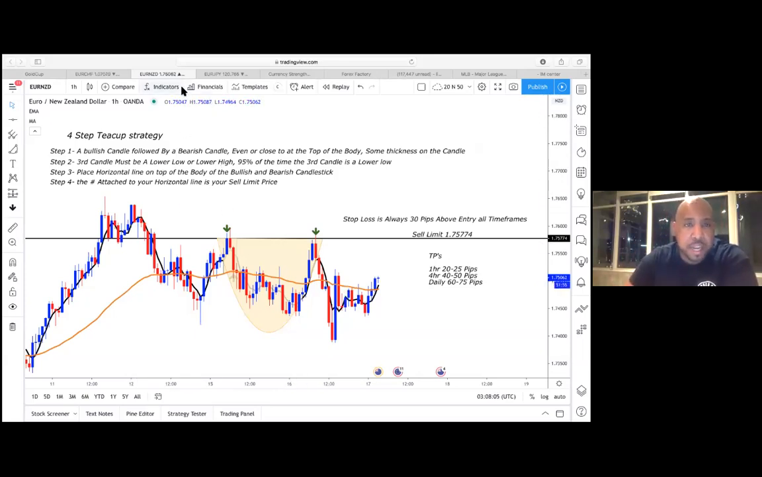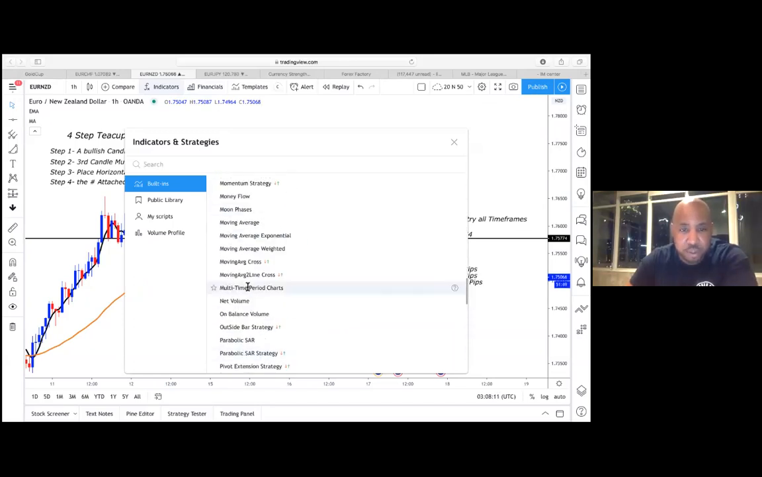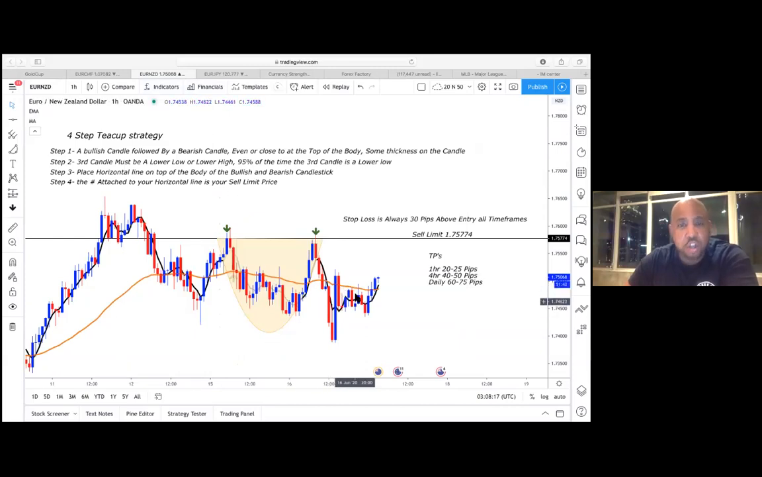So you're going to come back to indicators, and go to moving average exponential. It's already there for you. All you have to do is click on it, and when it comes on your screen, you're going to change it from the number 9 to the number 50. That's what you're going to do.